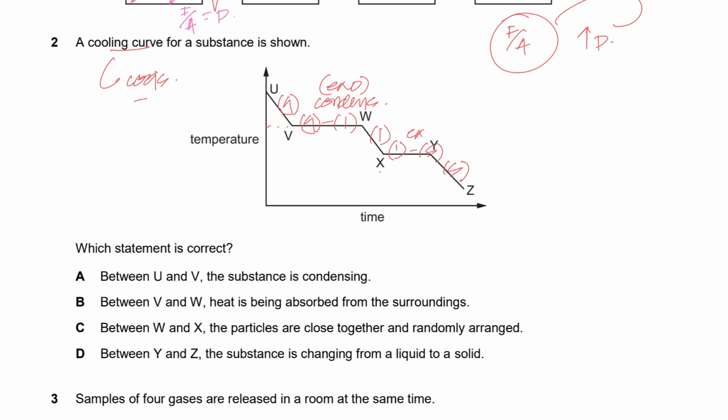And then liquid to solid is also exothermic, because liquid particles have more energy than the solid particles. So for liquids to go into solid, they have to lose that energy to the surroundings, right? So that's the entire cooling curve for you guys. Now let's read the options.